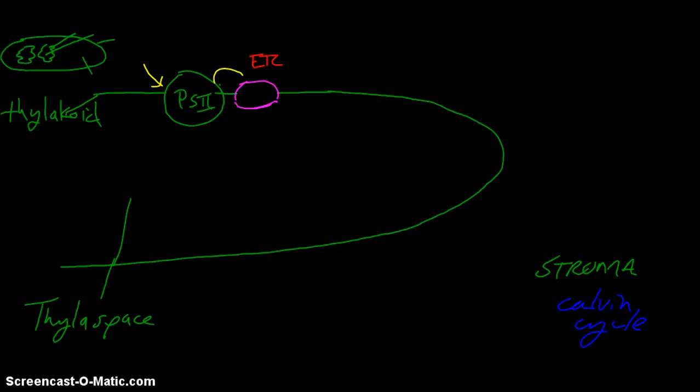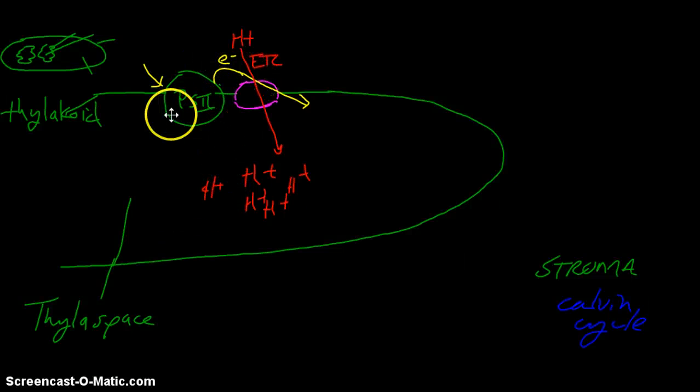Now, how this works is that as these electrons are being passed down through the electron transport chain, energy is used to pump hydrogen ions through the thylakoid membrane into this thylakoid space. So we start to accumulate hydrogen ions within this area.